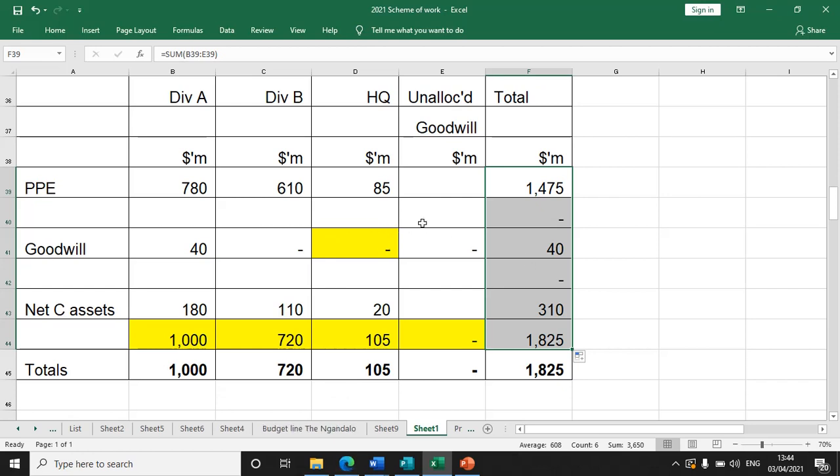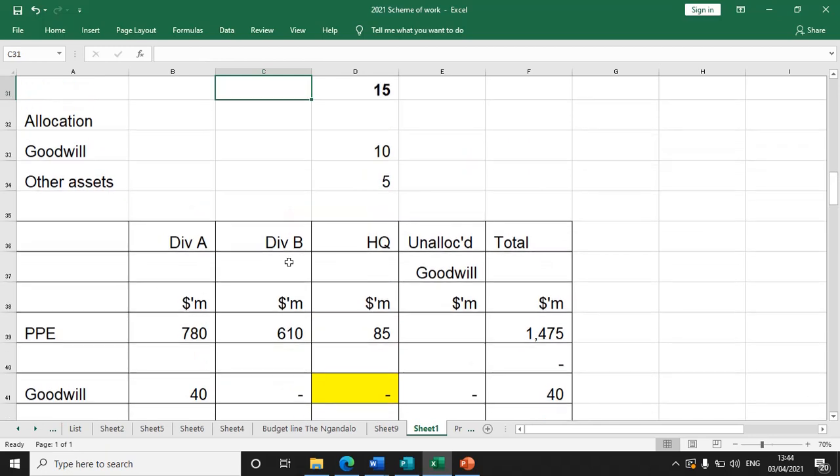Goodwill impairment must be prioritized. Of course, you saw what I did. So the rules have been given there.